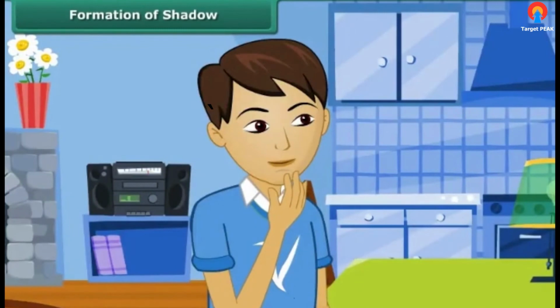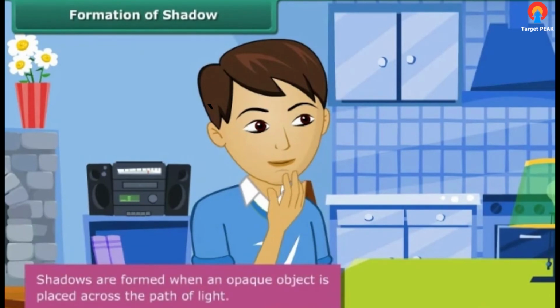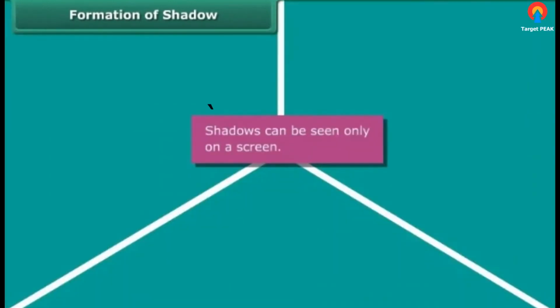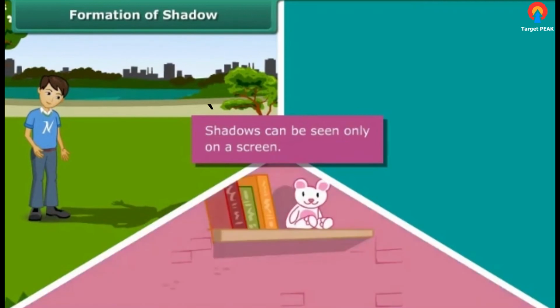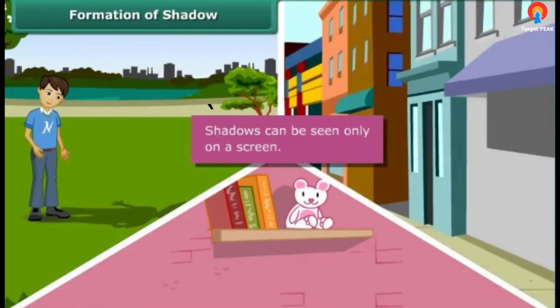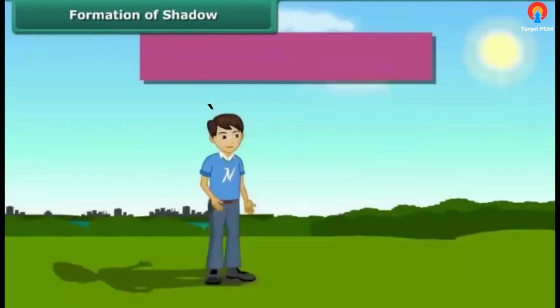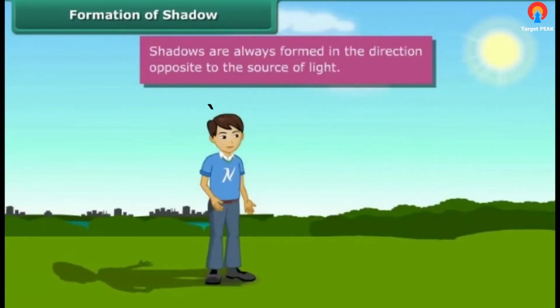You are confused. You want to understand when shadows are formed. You're also curious to know the direction in which shadows are formed. Shadows are formed when an opaque object is placed across the path of light. Shadows can be seen only on a screen. The ground, walls of a room, buildings, and other such surfaces act as screens for shadows. Shadows are always formed in the direction opposite to the source of light.